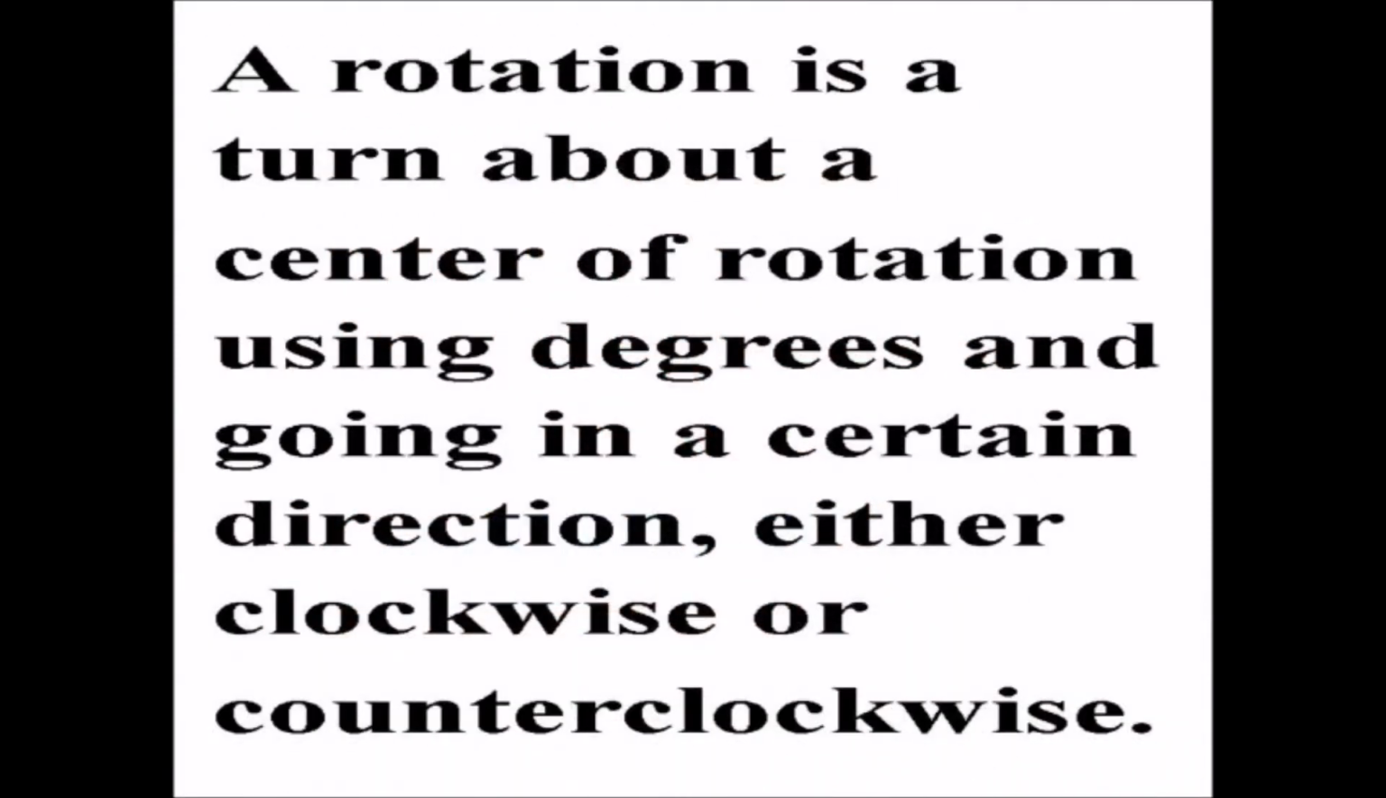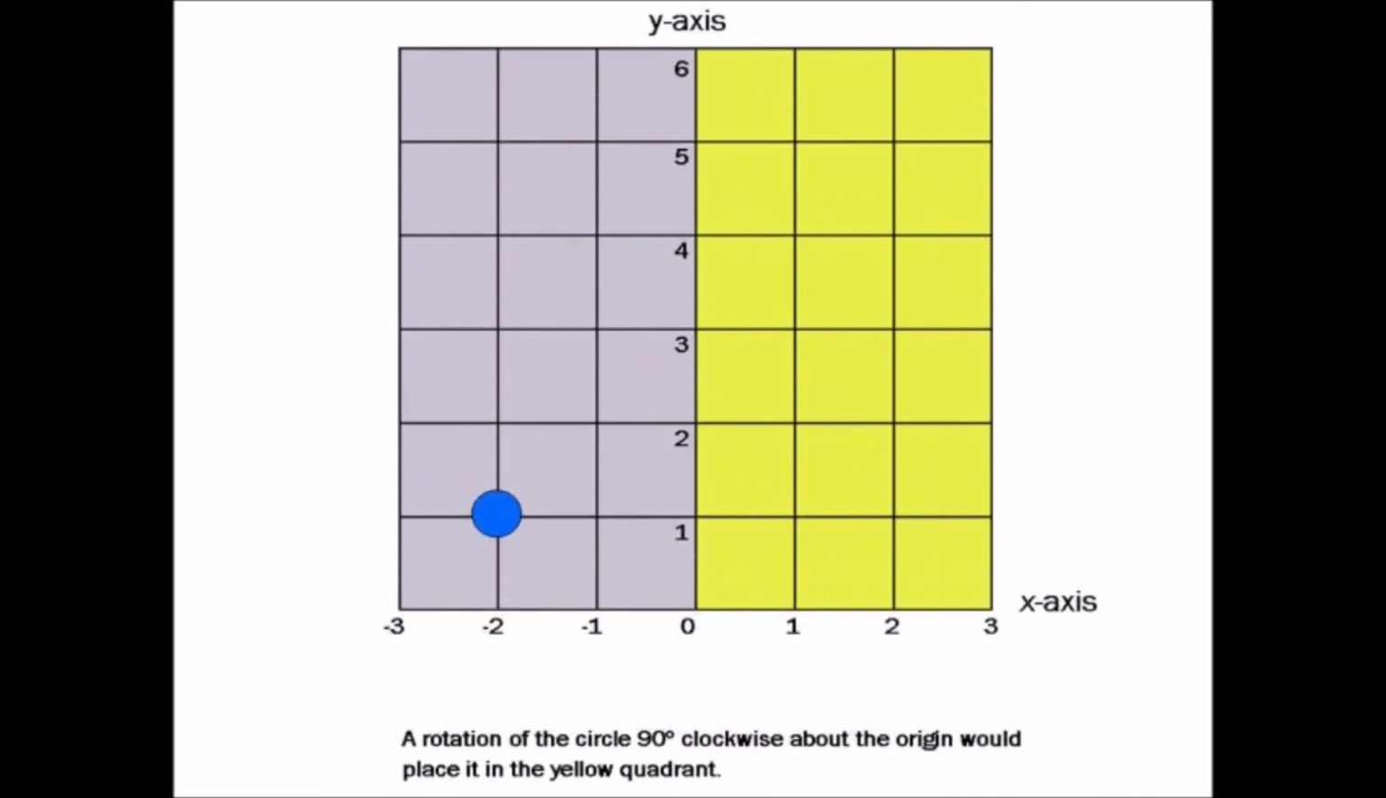Here we go. Here's the definition. A rotation is a turn about a center of rotation using degrees and going in a certain direction, either clockwise or counterclockwise or anti-clockwise. Okay, you don't need to memorize this. As we work the questions, you will get to understand this definition. But in describing a rotation, you have to put in the center of rotation and clockwise or counterclockwise about a point.